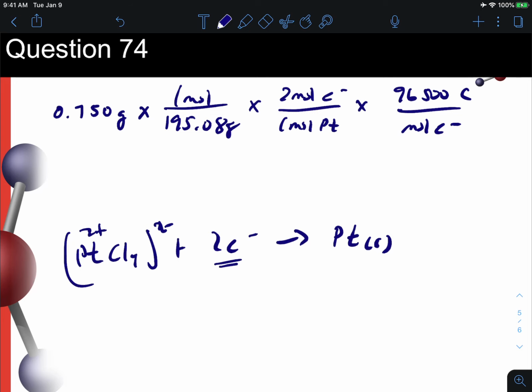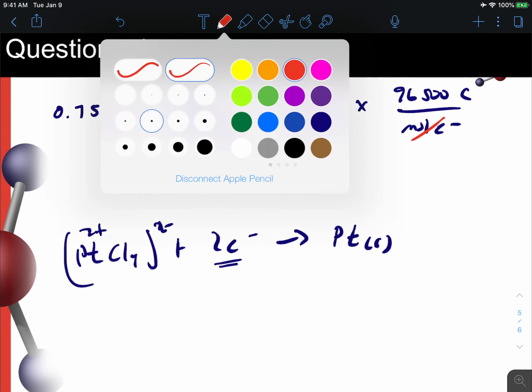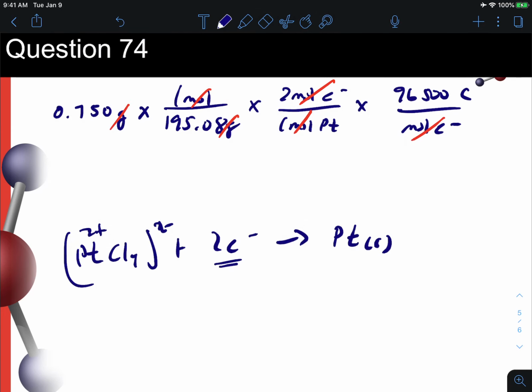coulombs per mole of electron. So you can see now where I'm at here. I've gotten rid of grams, I've gotten rid of moles, I've gotten rid of moles of electron to coulombs. Now, realizing my next step would be times 1 over 2.5 hours, your time, because coulombs per time is an amp, but you need per second. So we're going to have to do 1 hour is 3,600 seconds.